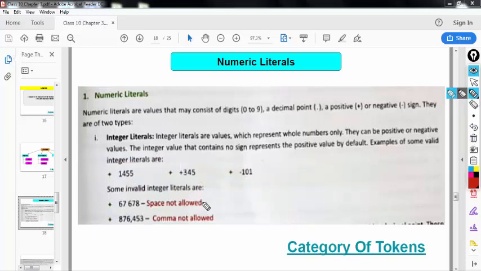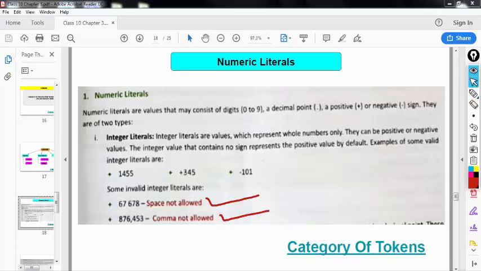And there are two more points. You cannot have a space in between the numbers, and you cannot have commas either. Okay, so no commas and spaces are allowed.